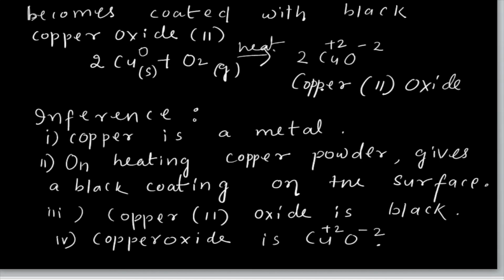I hope it is clear to you, the different experiments: how to do electrolysis of water and how to heat copper with oxygen. And how the barium chloride solution and sodium sulfate solution combine, they form barium sulfate as a white precipitate.